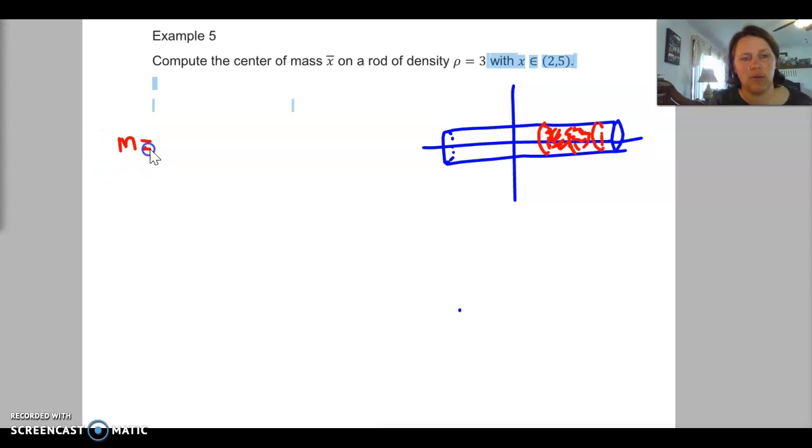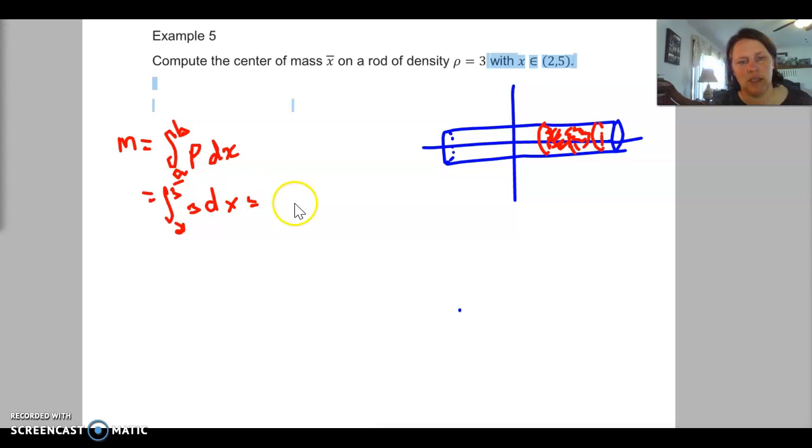So we want to know what the total mass is. To figure out our total mass, we're going to take the integral of the mass of one unit, which is rho, from a to b of dx. In this case, we're going to have the integral from 2 to 5 of 3 dx, which is then going to equal 3x integrated from 2 to 5, which is then 3 times 5 minus 3 times 2, which is then equal to 9.